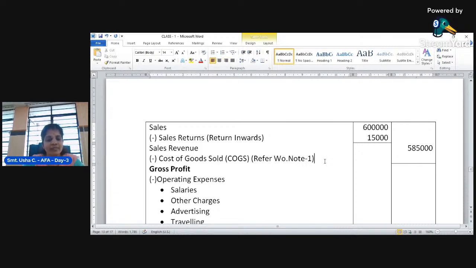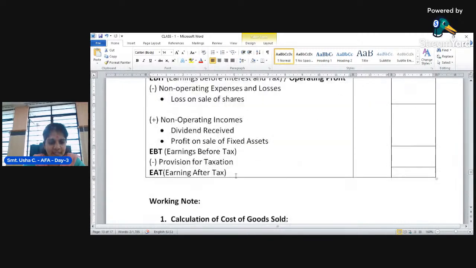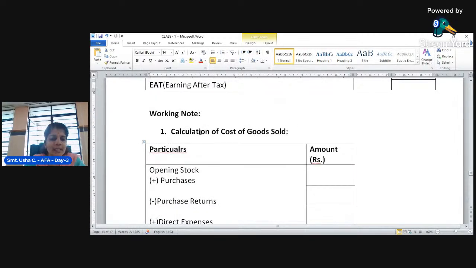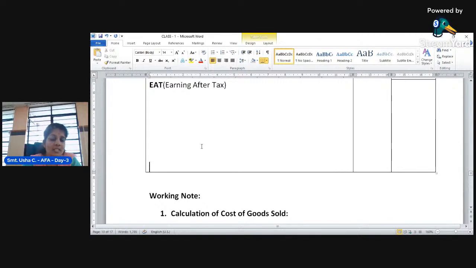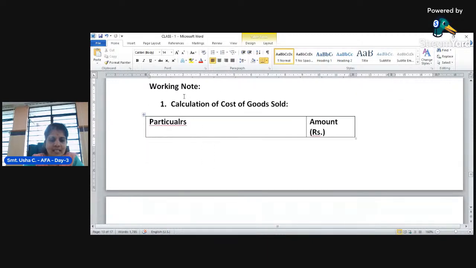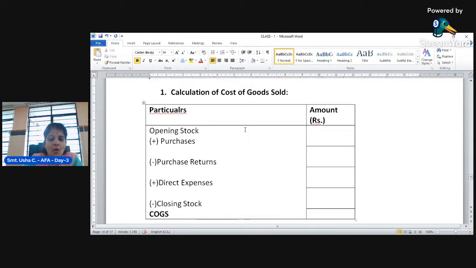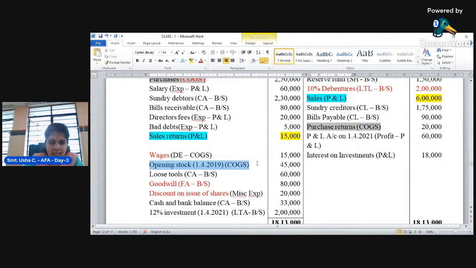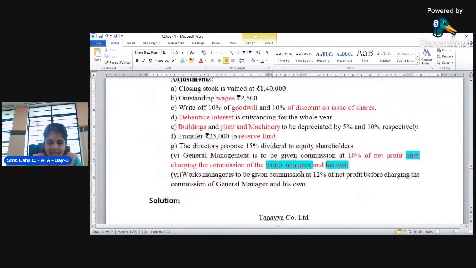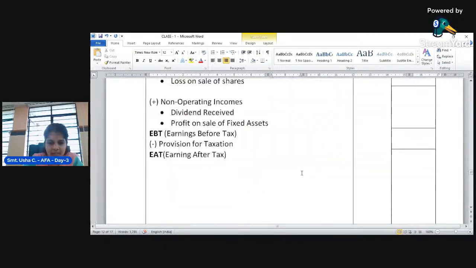And deduct cost of goods sold. For this, we have to work out, right? Therefore, working note number 1. So let us go for working note after the format. This is calculation. We need still more rows because we are going for considering the profit and loss appropriation amount here only, right? Next, cost of goods sold. The first item of cost of goods sold is opening stock. What is the amount of opening stock? Yes, it is 45,000.